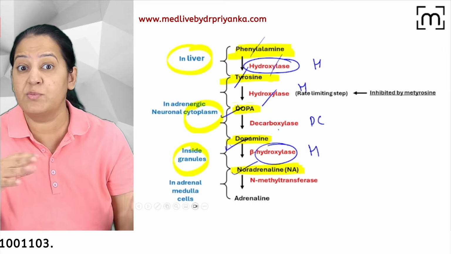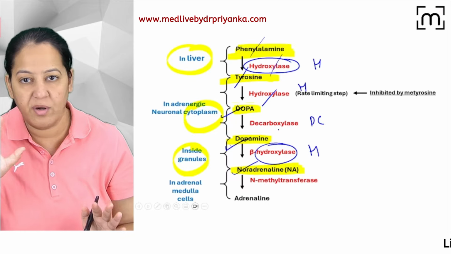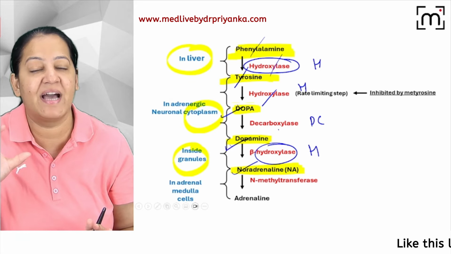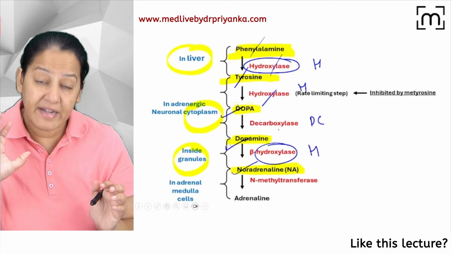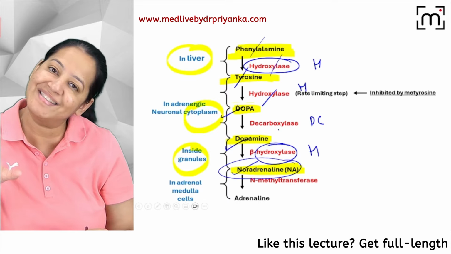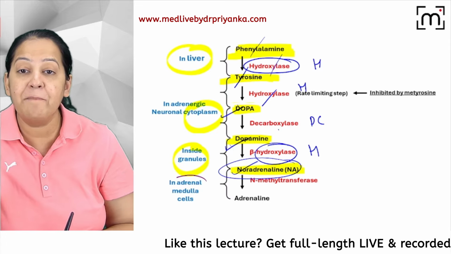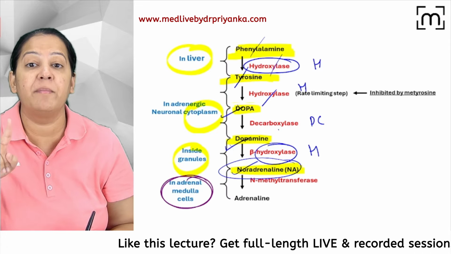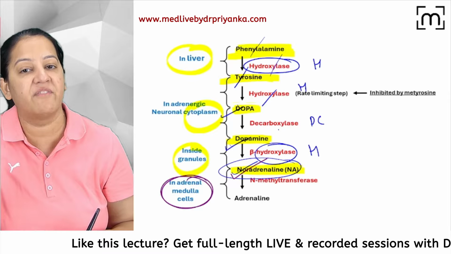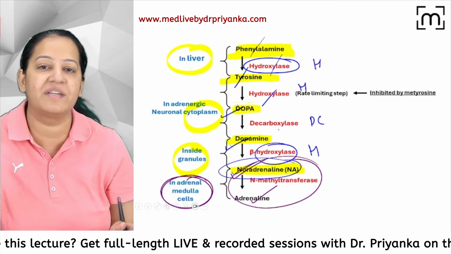I will tell you the toxins which will inhibit the individual enzymes. Okay, so you have to learn this conversion. You have to learn the steps. How is it synthesized inside the nerve ending? Ultimately, when noradrenaline is formed, it will remain as noradrenaline only inside the vesicle, but only in one organ. Which organ? Adrenal medulla. Inside the adrenal medulla, the noradrenaline will get converted into adrenaline. The last conversion takes place only in the medulla, not in other organs.